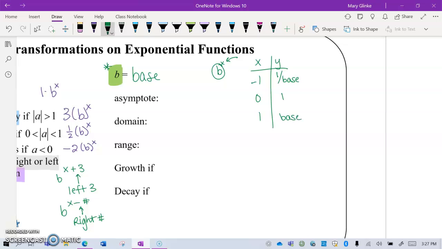So this table of values is something, again, you have to know, you have to memorize, because this is how we're going to start moving our graphs all around. So we'll show a couple of examples of that coming up here.